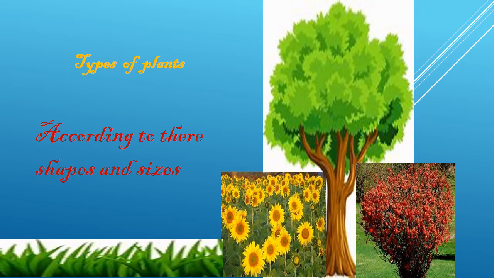Generally, most plants have leaves. Many plants bear flowers, and most of them change into fruits. And most fruits have seeds inside them. Let us learn more about the different kinds of plants one by one on the basis of their shapes and sizes.